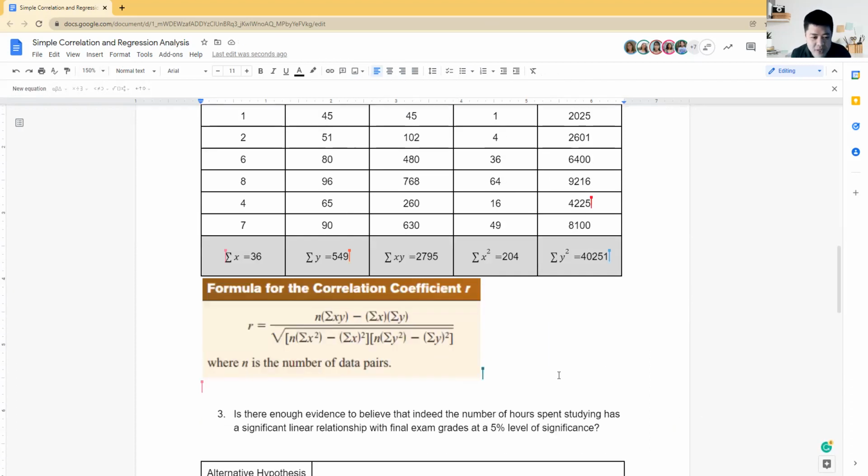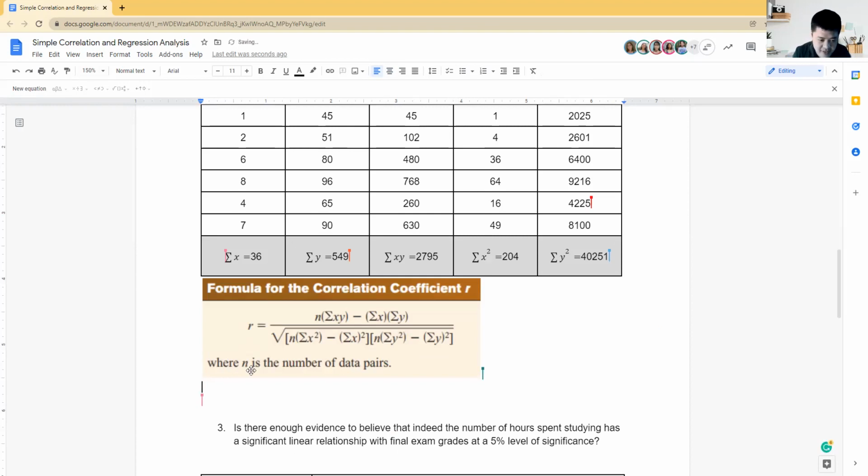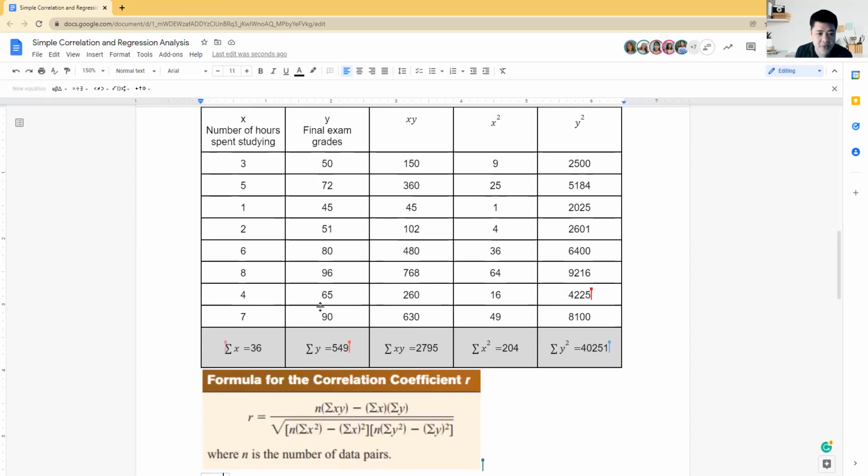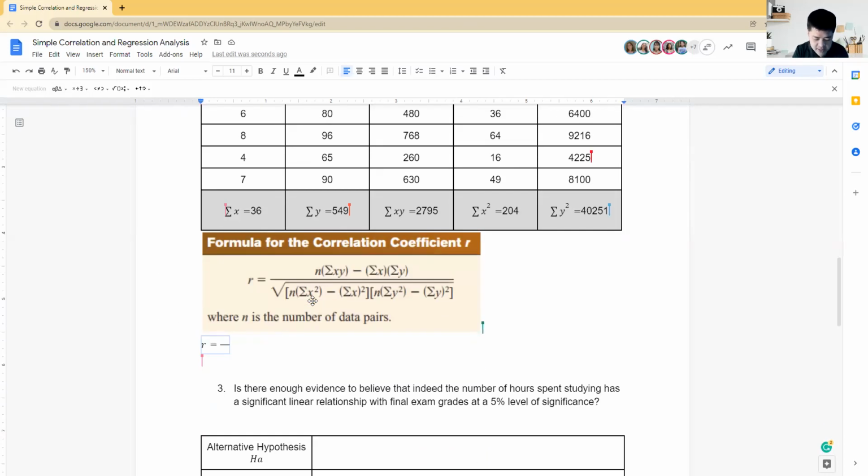So, we're now ready to get the value of r. So, dito natin ilagay. For the new equation, r is equal to, and then let's just substitute everything. Okay. So, we'll start with this one, n. N is the number of data pairs. So, what is n? How many data pairs do we have? 1, 2, 3, 4, 5, 6, 7, 8. So we have 8, no? So it's 8.